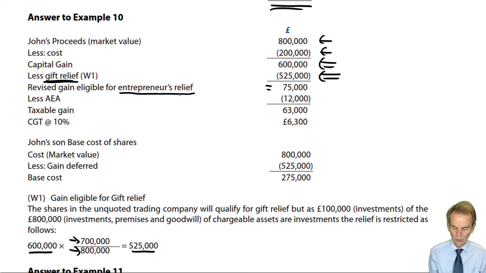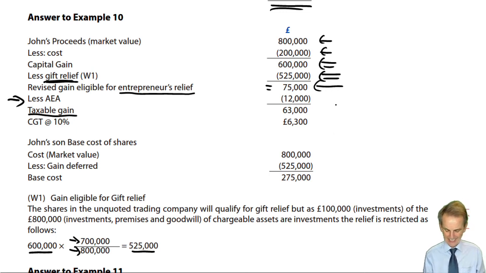That gain is eligible for entrepreneurs' relief. We've owned the shares and been an employee for long enough in this trading company to be eligible, therefore, for entrepreneurs' relief. Entrepreneurs' relief is not restricted on a proportionate basis. Either you get it or you don't get it. This is a trading company, therefore it's eligible. But of course, that is merely the gain there. That is chargeable. We've got to get the taxable gain. To get the taxable gain, we need to deduct the AEA of 12,000, bringing us down, therefore, to £63,000 of taxable gain, which, for the reasons that we have stated, will be eligible for ER and therefore will be taxed at 10%, giving us a CGT liability of £6,300.